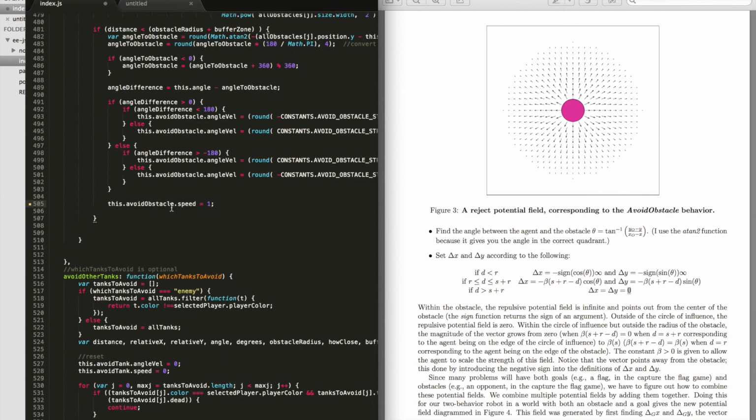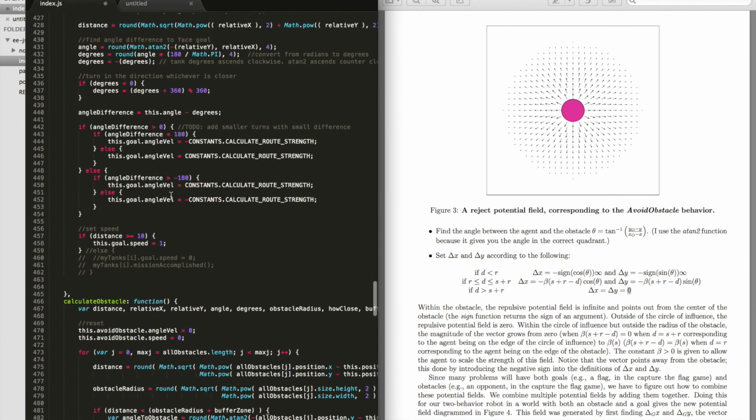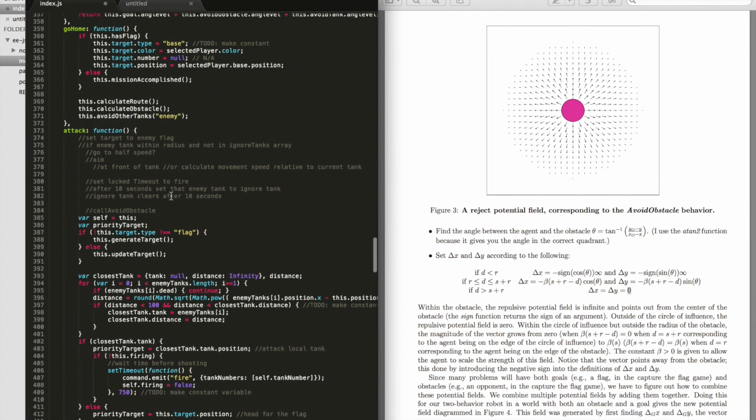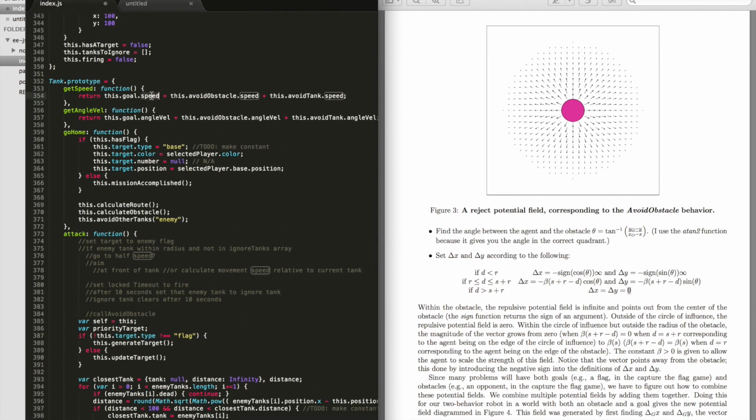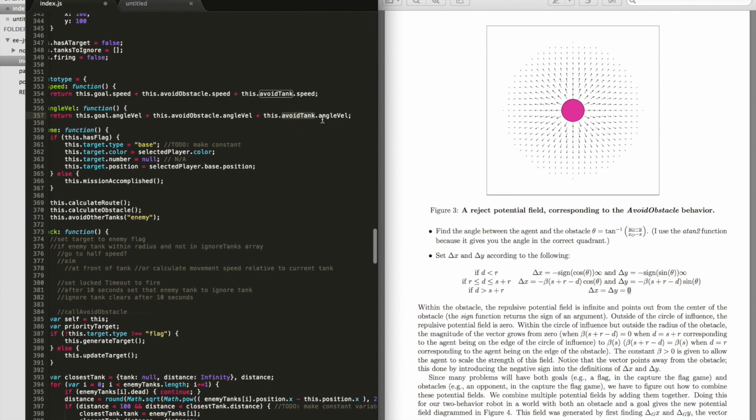So again, let me show you the get speed and get angle velocity functions up here. So we add up the speed of the goal, the avoid obstacle, and the avoid tank. Like I said, each one is usually one, it's a total of three. But the server ignores anything higher than one, so it just ends up being one. This one's a little more important. So add up the angle velocity of the goal, the avoid obstacle angle velocity, and there's a third one here, avoid tank angle velocity, and that pretty much works the same way as avoid obstacle. You're just dealing with tanks instead of obstacles.